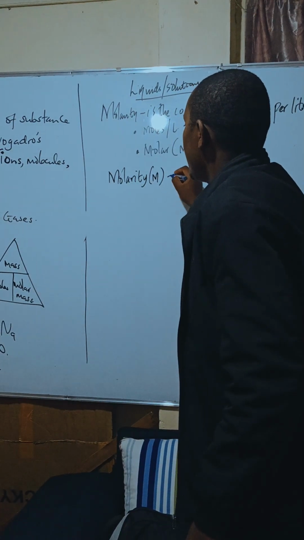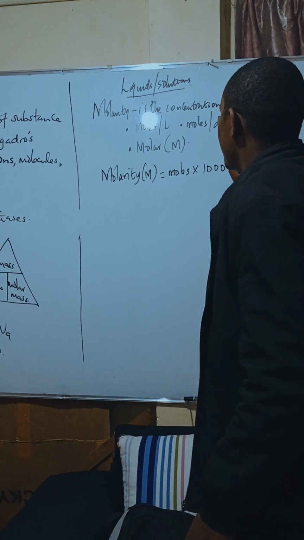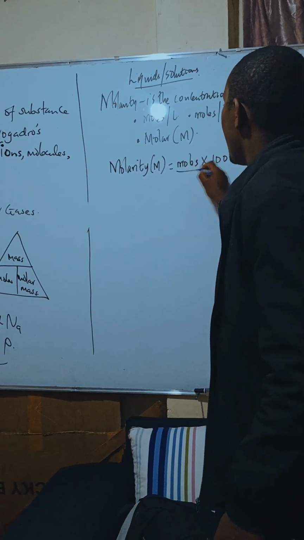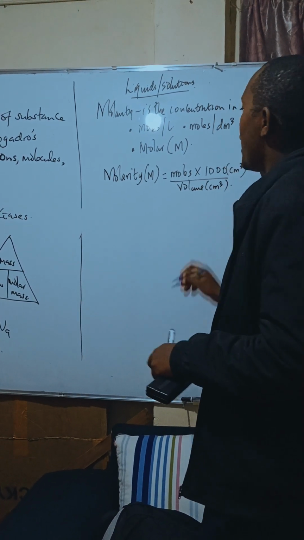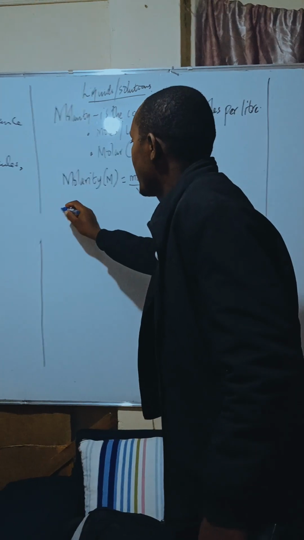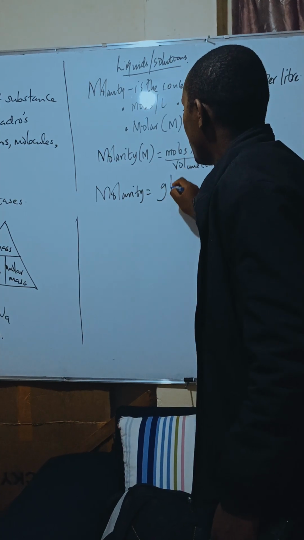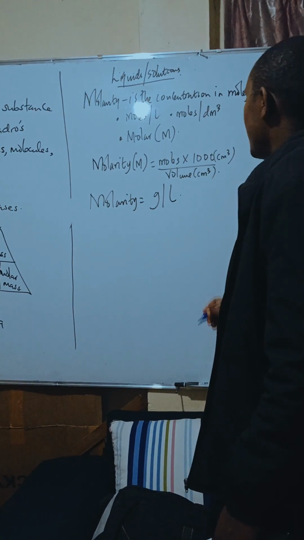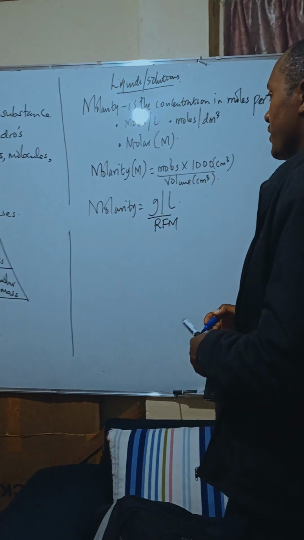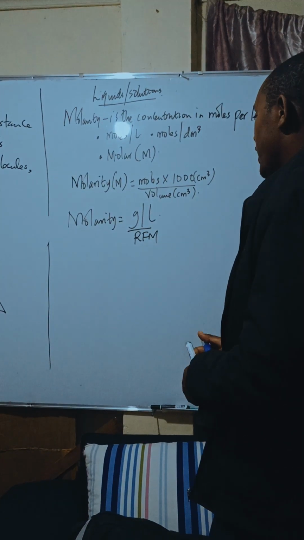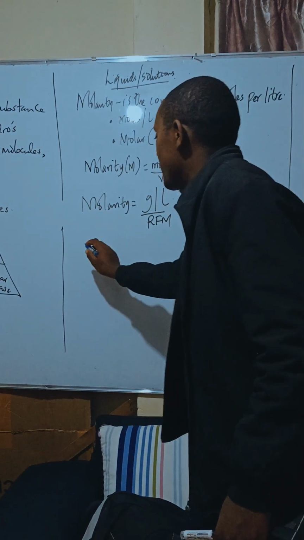Molarity, capital M, is equal to moles times 1,000, which is in centimeter cubic, over volume, which is also in centimeter cubic. Another way of finding molarity is grams per liter over RFM. Grams per liter over RFM.